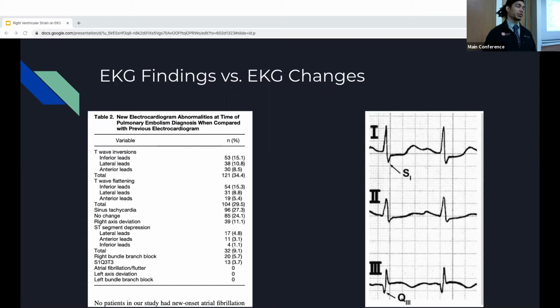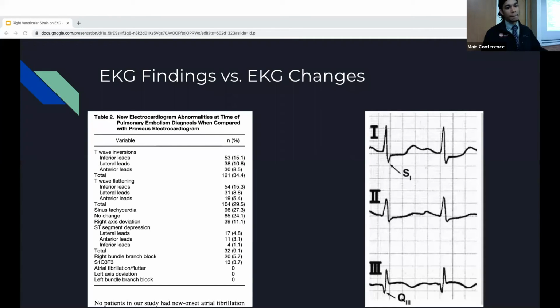And I think this is helpful because we don't want to just see what EKG findings patients with PE or RV strain have. We want to know what changes on the EKG they have when they have RV strain. What changes are evident? In this study, the EKG findings correlated with RV strain were more specifically just the T waves: T wave inversions and T wave flattening in inferior leads and leads V1 through V4. T wave inversions were seen in 34% of these patients, and T wave flattening in 28%.